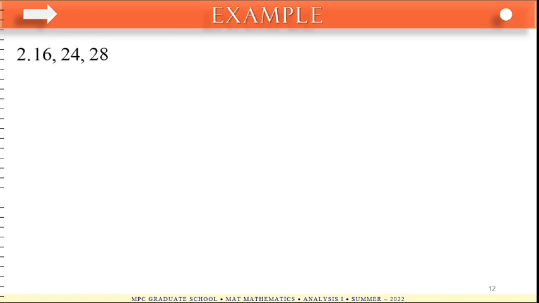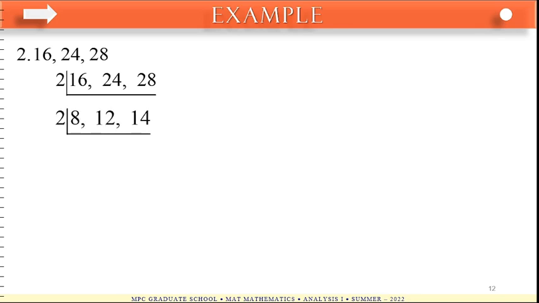Next is 16, 24, and 28. So we can see that 16, 24, and 28 are divisible by 2. So we can divide 16, 24, and 28 by 2. So 16 divided by 2, the answer is 8. 24 divided by 2, the answer is 12. And 28 divided by 2, the answer is 14.